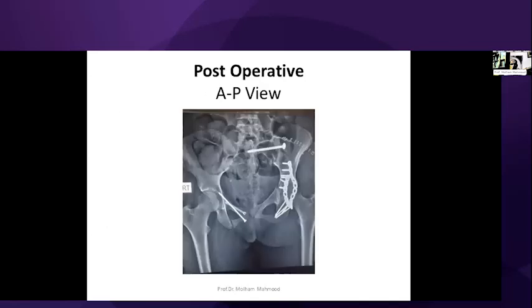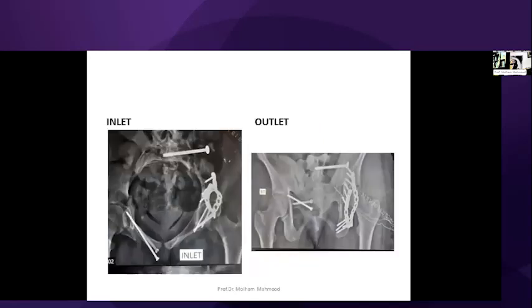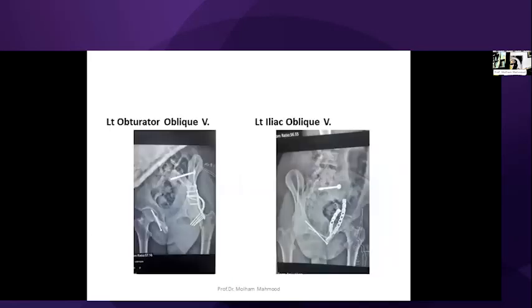This is the post-operative X-ray, inlet and outlet view, showing that the pelvic fracture is anatomically reduced posteriorly and anteriorly, and oblique views for the acetabular reconstruction showing anatomical reduction of the transverse fracture of the acetabulum and the posterior wall.